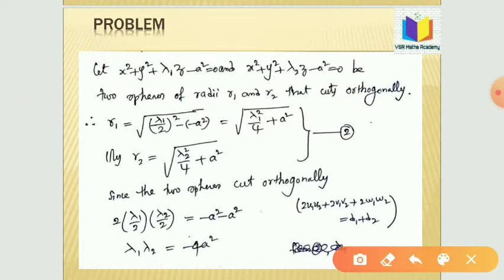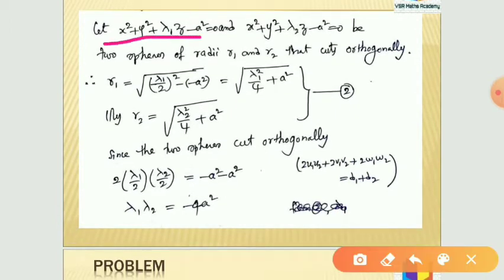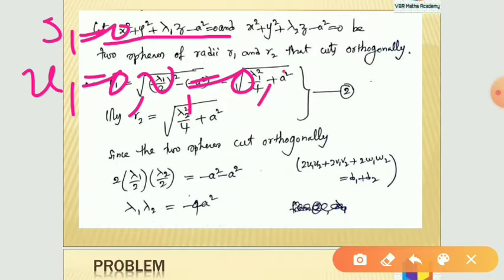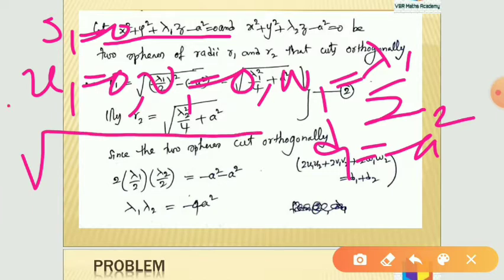Therefore the radius of the sphere can be written. If you take the sphere, in the sphere there is no x term and no y term, therefore u1 = 0, v1 = 0. Comparing this with S1 = 0, w1 = λ1/2, and d1 = −a². What is the radius of the sphere? Actually r1 is the radius of the sphere.